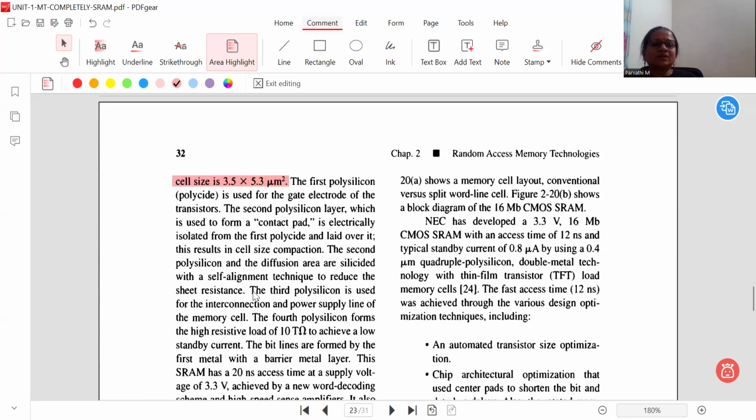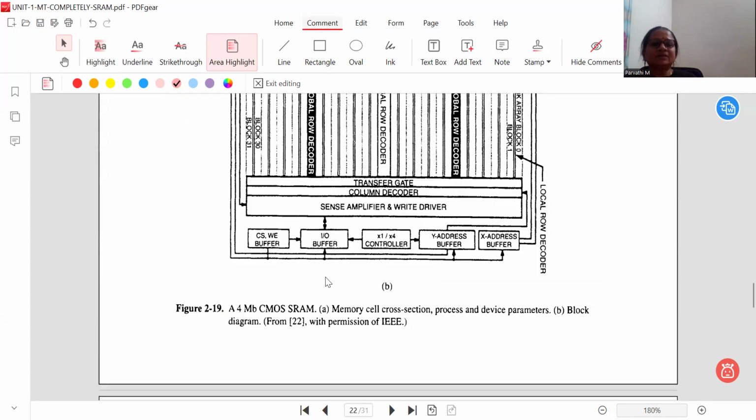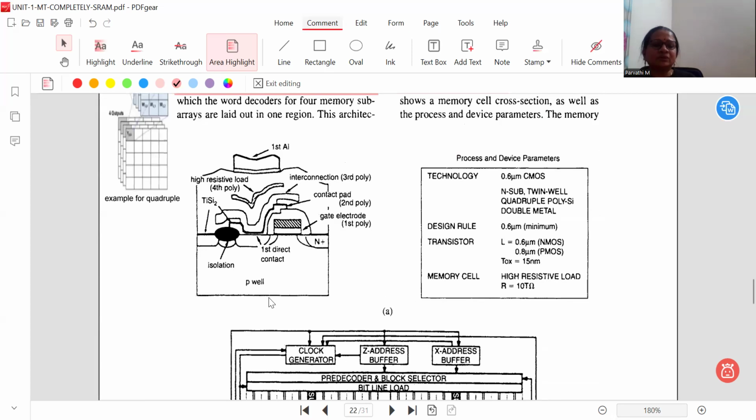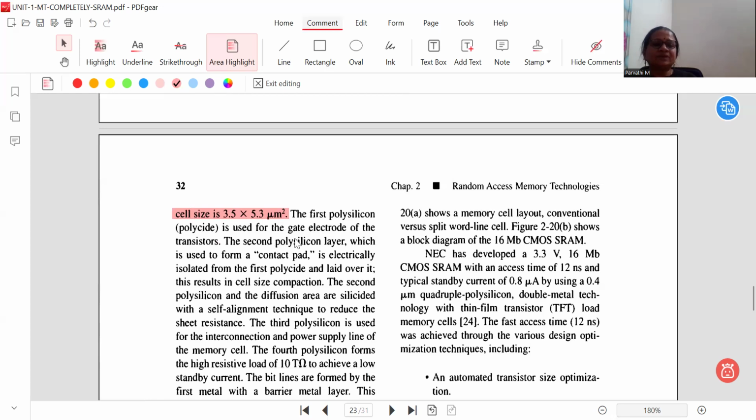So the first polysilicon, polyside, is used for the gate electrode of the transistor. Here we have four polysilicons, no? So first poly, second poly, third poly, and fourth poly. So first poly, how is it used? The first poly, that is also named as polyside, is used for the gate electrode of the transistors. So, first poly is used as gate electrode.